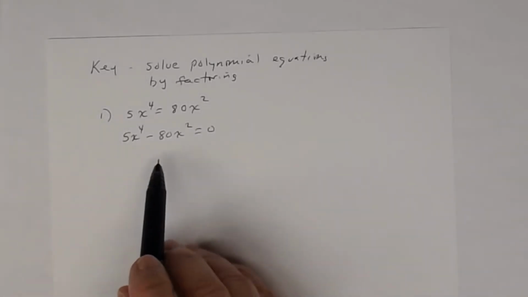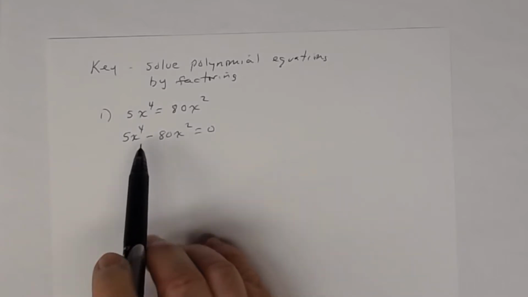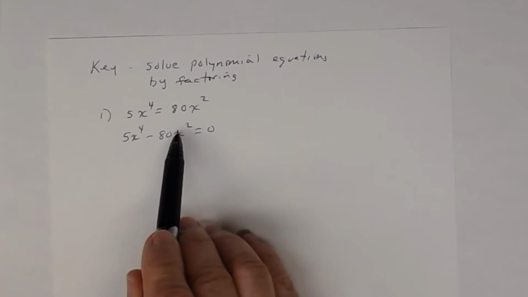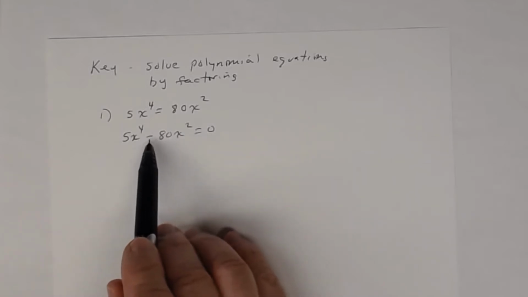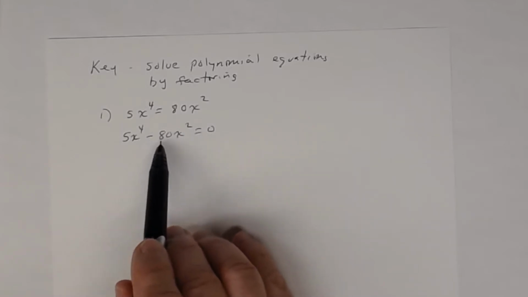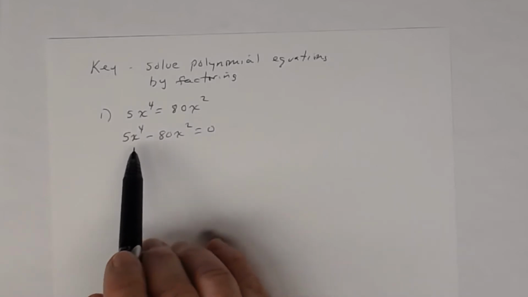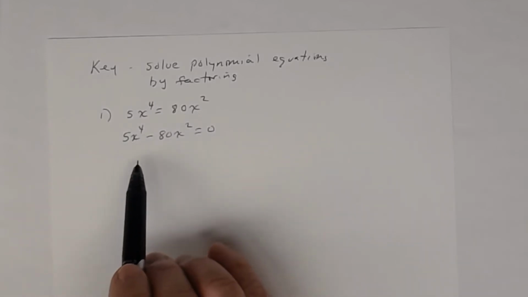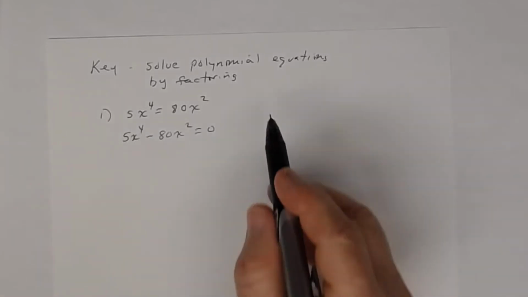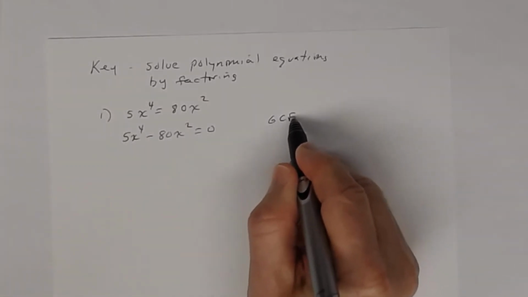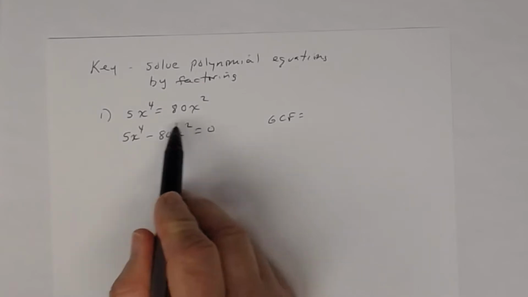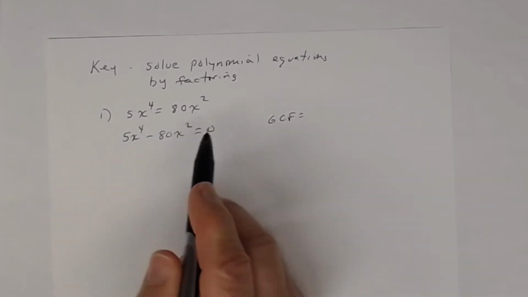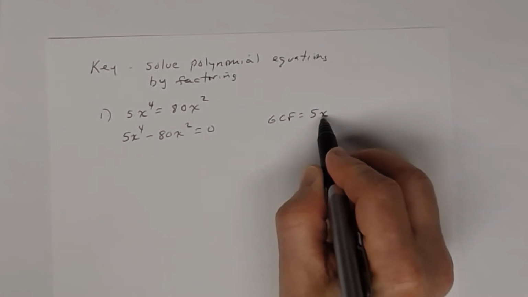Okay, so I have two terms here, and I see that this coefficient is 5, and this coefficient of x squared, if you think of this as adding the opposite, is negative 80. You also see that both of those terms have factors of x. So we can look at the GCF. The GCF in this expression on the left side is going to be 5x squared.